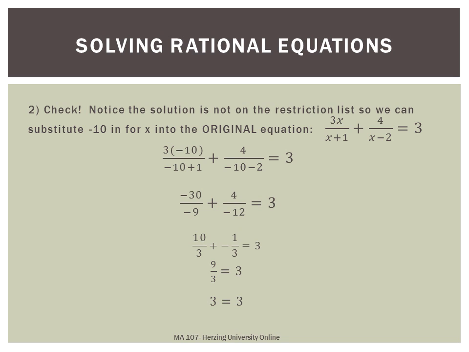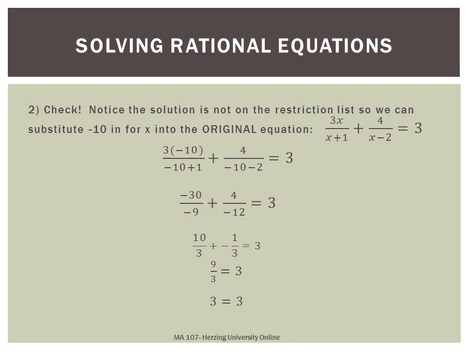Check the solution. Notice the solution is not on the restriction list, so we can substitute negative 10 in for x into the original equation. The result is 3 times negative 10 divided by negative 10 plus 1 plus 4 divided by negative 10 minus 2 equals 3. Simplifying, negative 30 divided by negative 9 plus 4 divided by negative 12 equals 3.